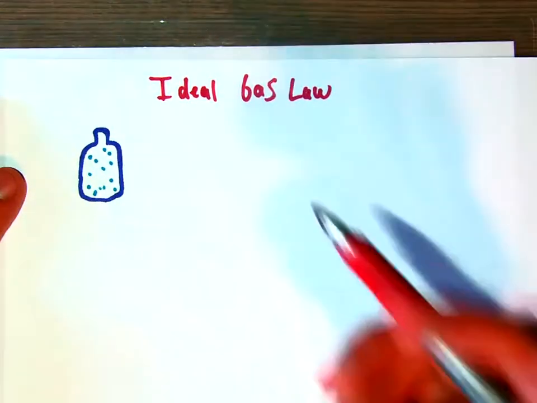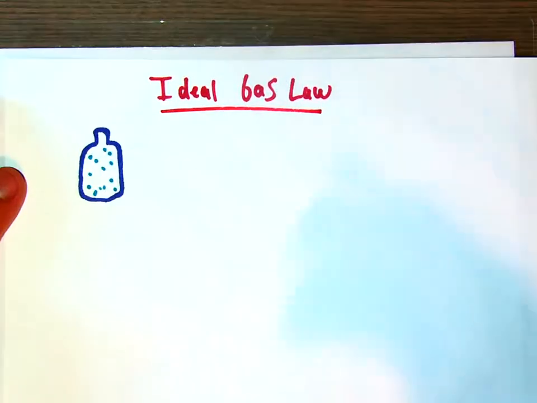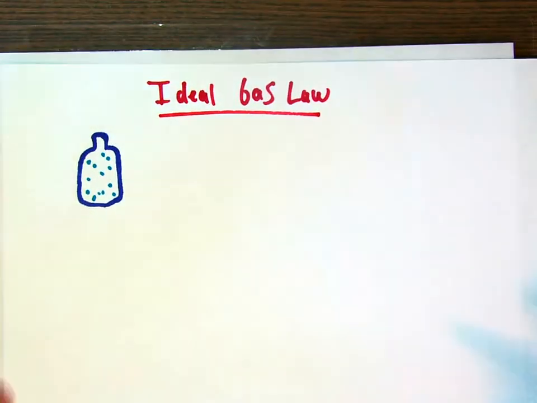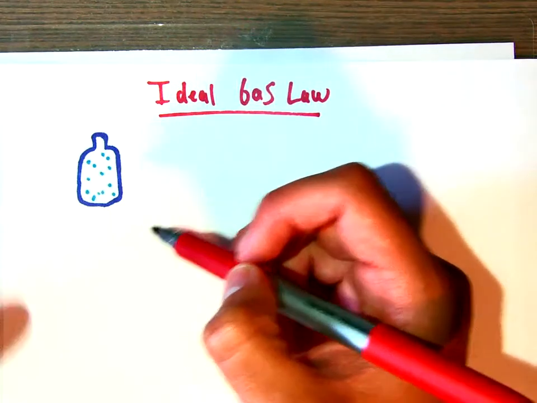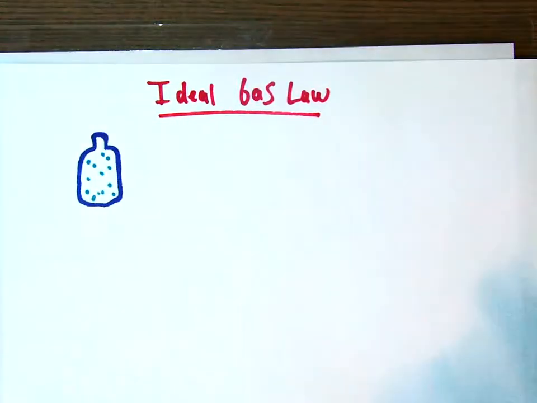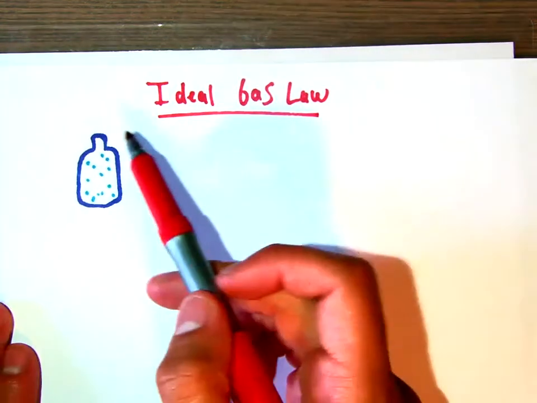So ideal gases follow all the properties of all the laws that we've gone over. For example, if we cool it down, there'd be less pressure. It would still be a gas. It wouldn't necessarily turn into a liquid because it's an ideal gas. It follows all the conditions that we've talked about. Okay, so say we have a gas here.